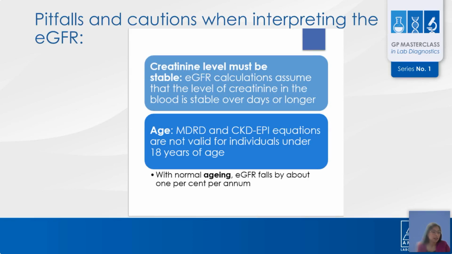Then age. There are two equations, the MDRD and the CKD-EPI equation, that are not valid for patients under the age of 18. As I mentioned, we do use the CKD-EPI equation at AMPATH. But we do have equations that can be used for children or anyone less than 18 years of age, and this is the Schwartz equation. If you need the Schwartz equation, you can simply call one of our chemical pathologists and we can add that on to the requisition number.